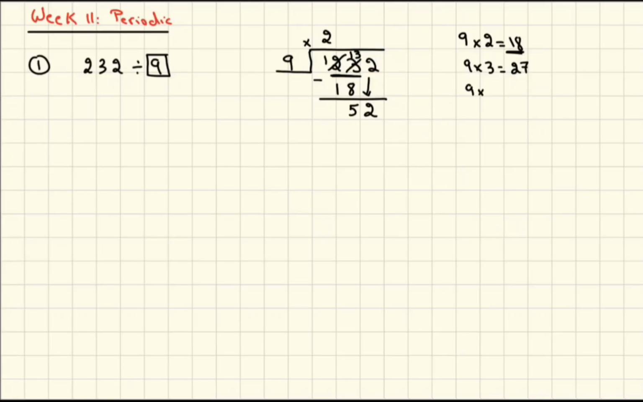We know 9 times 4 is 36. 9 times 5 is 45. 9 multiplied by 6 is gonna be 54. So in this case, I cannot choose 54 because it's bigger. I must choose 5. So 9 multiplied by 5, so you write 5 next to the 2 on top, and this will give us 45.